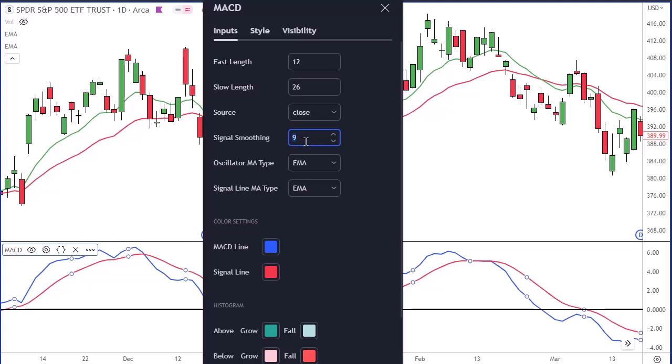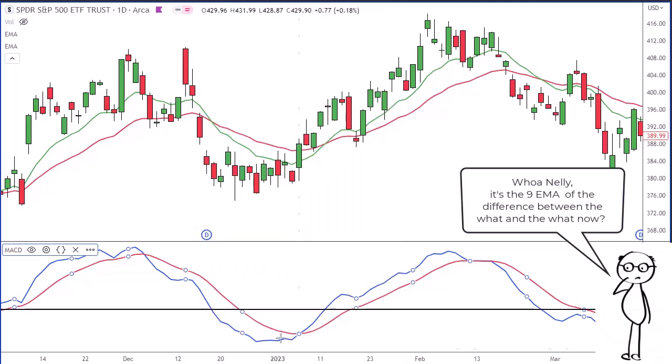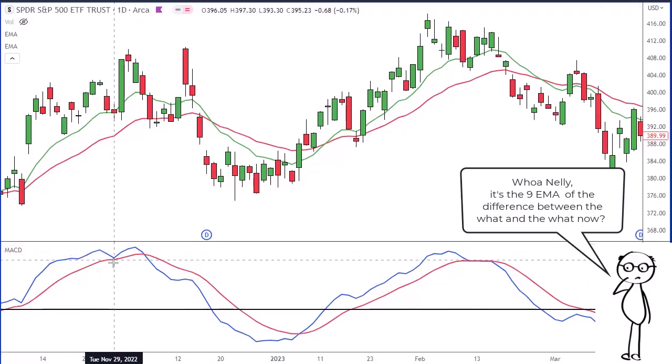It's just a 9-period moving average of the difference between the 12 and the 26 exponential moving averages. That's what it is. So what it's essentially doing is smoothing out the jagged MACD line.